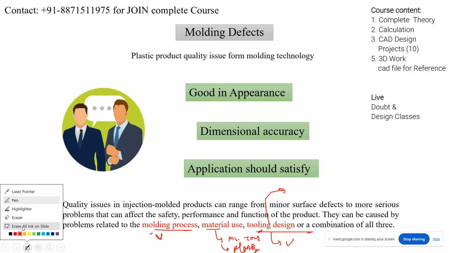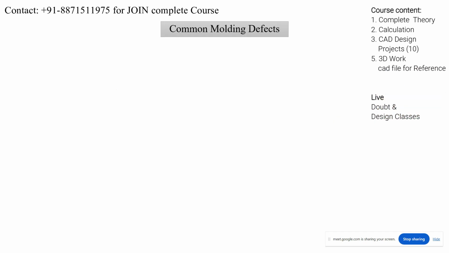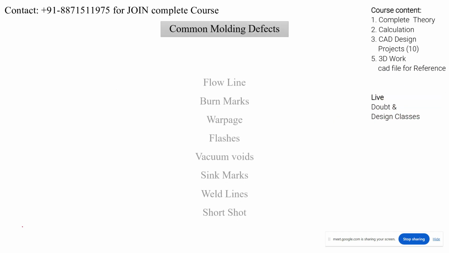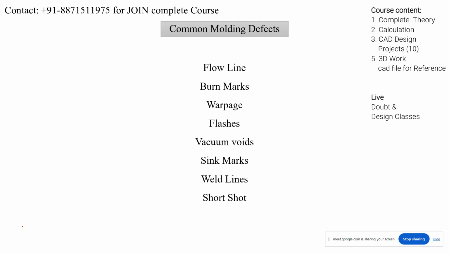So what are the common molding defects? Generally if we see the component, the common defects are flow lines, burn marks, warpage, flashes, vacuum voids, sink marks, weld lines, and short shots. These are all the defects which can be produced on the component or in the component.